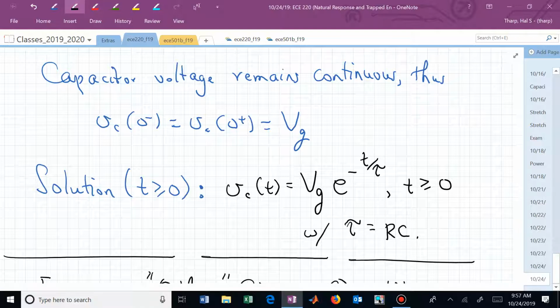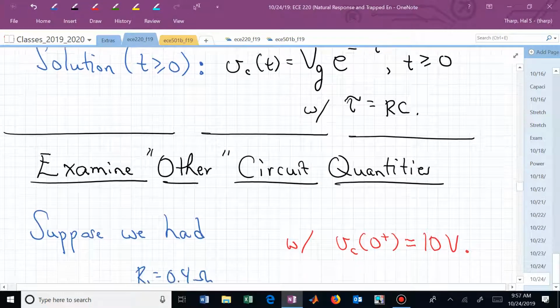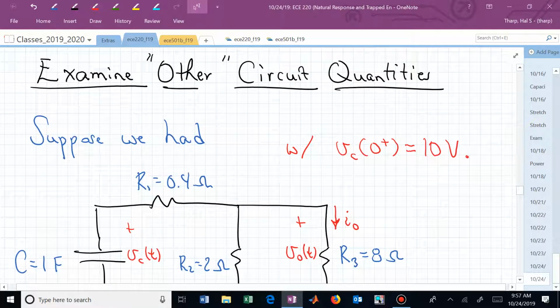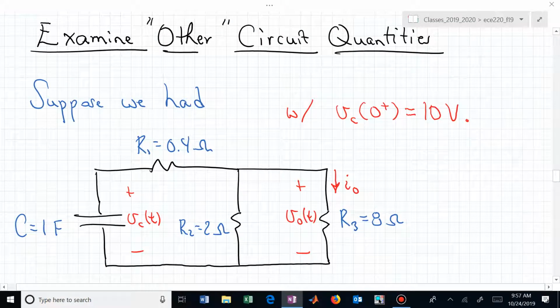That's our quick summary of first order circuits for RC and RL. We did RL last time, now you've seen it for RC. What if somebody gave us this circuit?